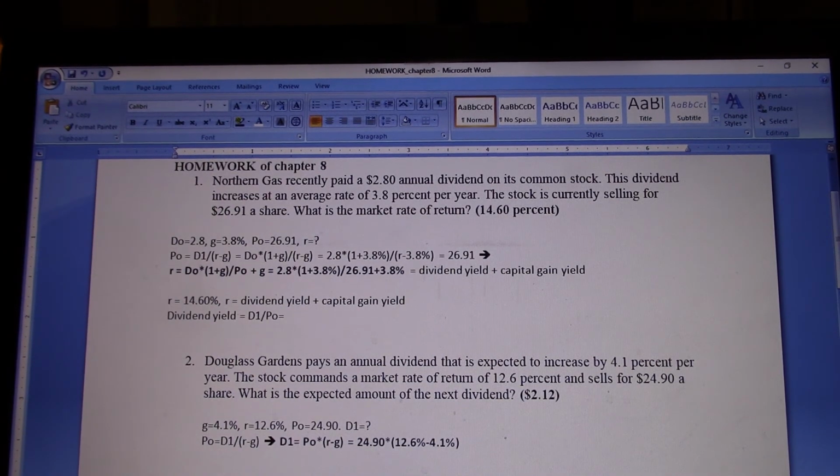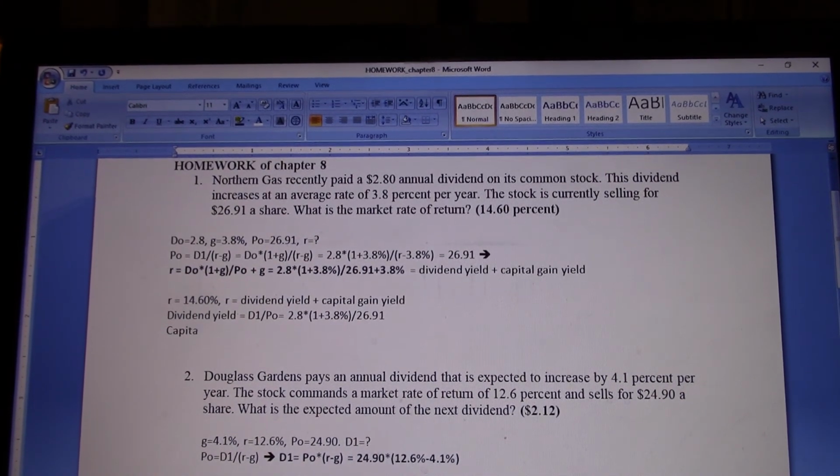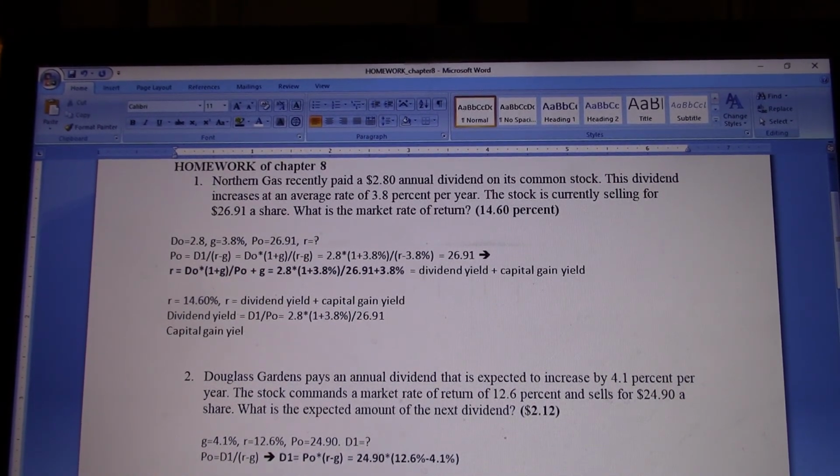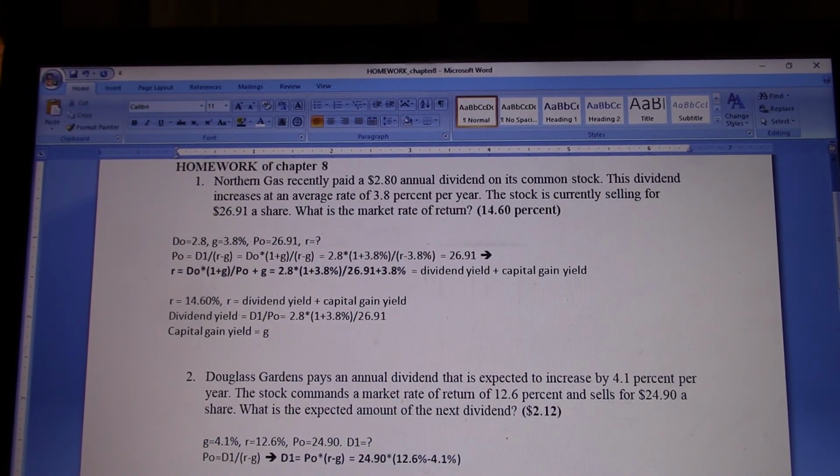In this case, it should be 2.8, but this is D0, so it has to be multiplied by 1 plus G. G is 3.8%, over P0, 26.91. So this is our dividend yield. How much is our capital gain yield? If you're using the dividend growth model, the capital gain yield is always equal to G.